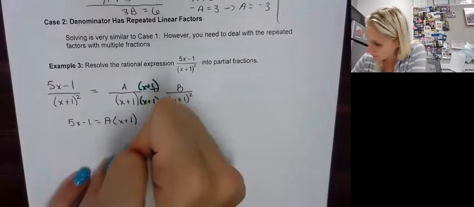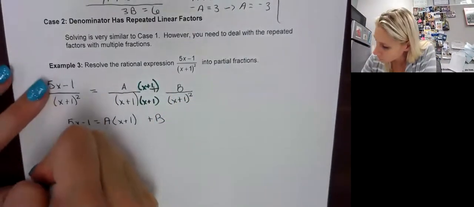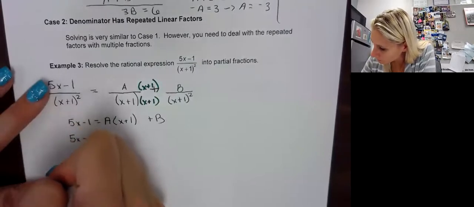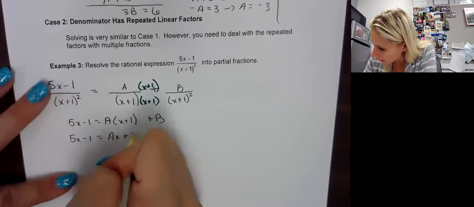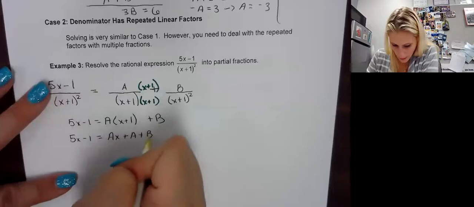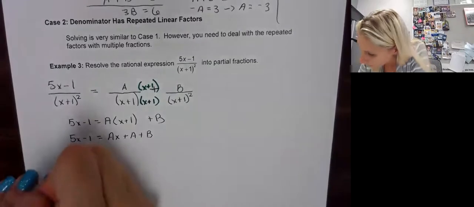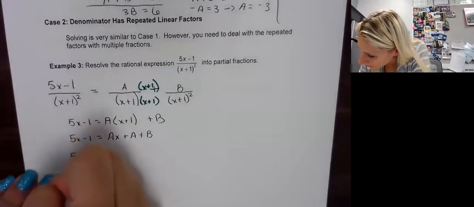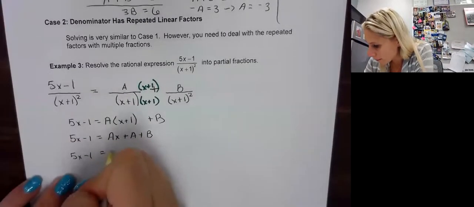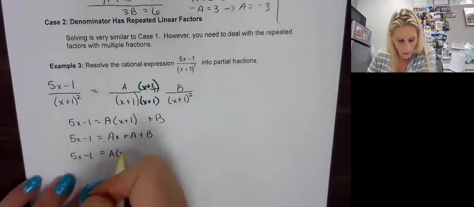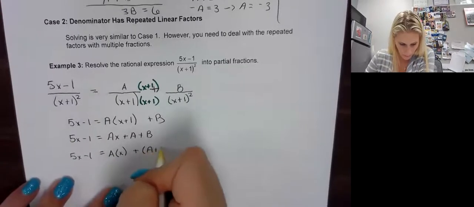And what's great is that this one, we have B. Okay. Let's distribute. Ax plus A plus B. All right, let's see this. We have 5x minus 1. Since we don't have two x's here, I'm just going to keep in mind that we have A times x plus A plus B.